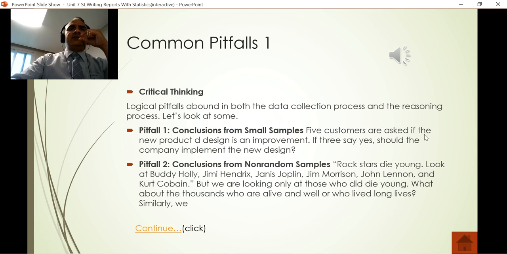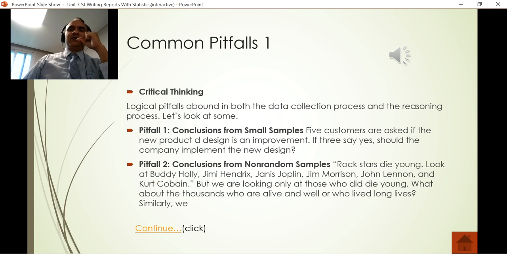Now let's look at some common mistakes that you make when you write about statistics. First of all, you draw conclusions from small samples. In this case, I examine only 2 people of a class and I assume that 60 people will behave the same. Nope. Then I need at least 30 or 40 in order to really say that the sample is valid, right?